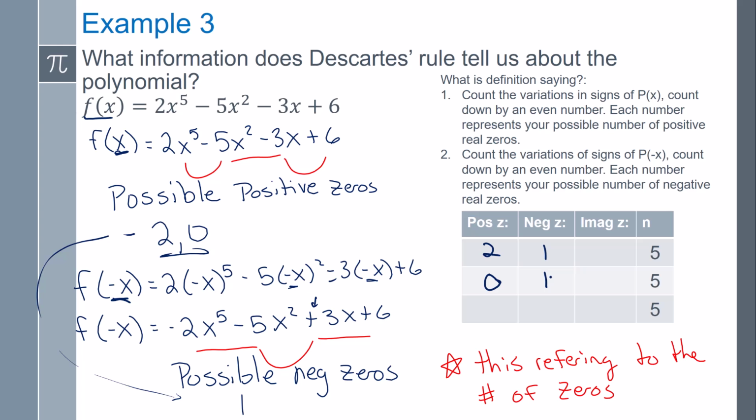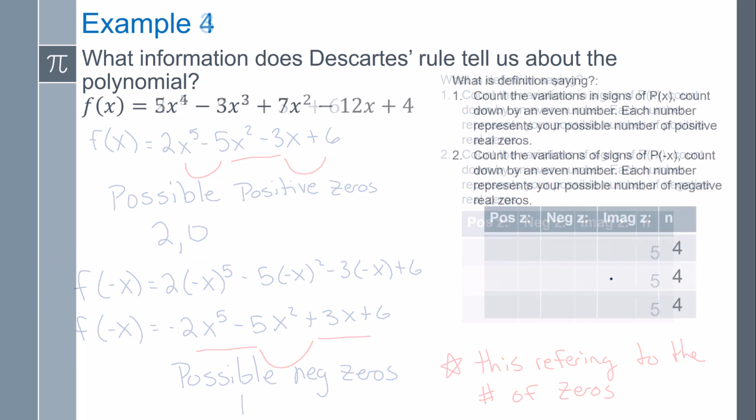So then I can fill in the imaginary zeros because my n is 5, right? Our degree is 5. So I could have these 2 possible scenarios here. So it could either be this scenario 1, which is I have 2 positive zeros, 1 negative zero, and 2 imaginary. Or it could be this second scenario where it's 1 negative zero and 4 imaginary zeros.